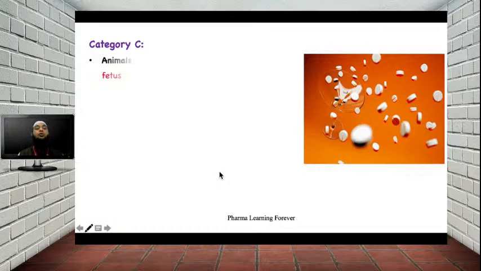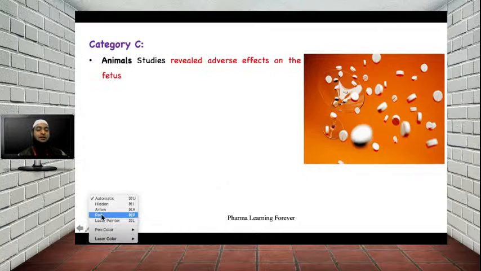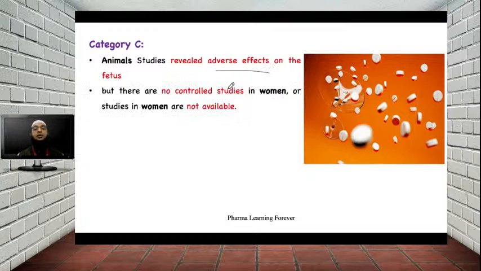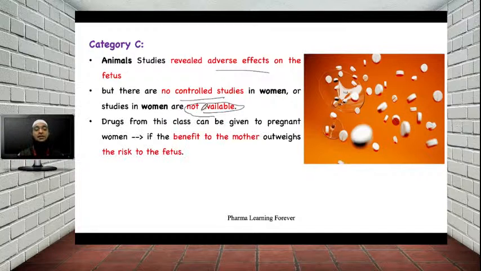Category C are those drugs where the animal study reveals an adverse effect on the fetus. But when a controlled study was conducted, it was observed that there is no adverse effect, or even that data is not available. Since data from controlled studies in women is not available, these drugs carry a little risk. Drugs from this category can be given to pregnant women if the benefit to the mother outweighs the risk to the fetus.